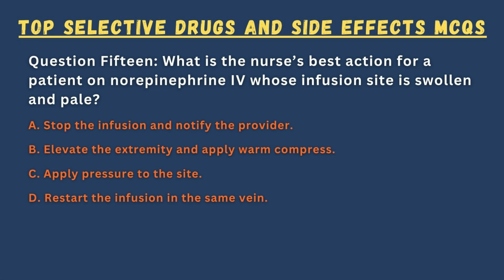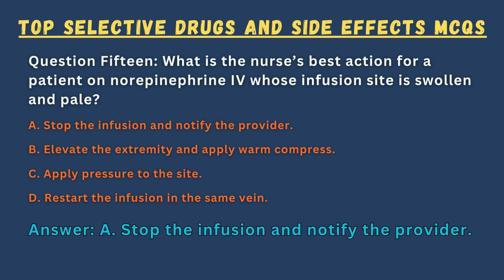Question 15. What is the nurse's best action for a patient on norepinephrine whose infusion site is swollen and pale? A. Stop the infusion and notify the provider. B. Elevate the extremity and apply warm compress. C. Apply pressure to the site. D. Restart the infusion in the same vein. Answer: A. Stop the infusion and notify the provider.